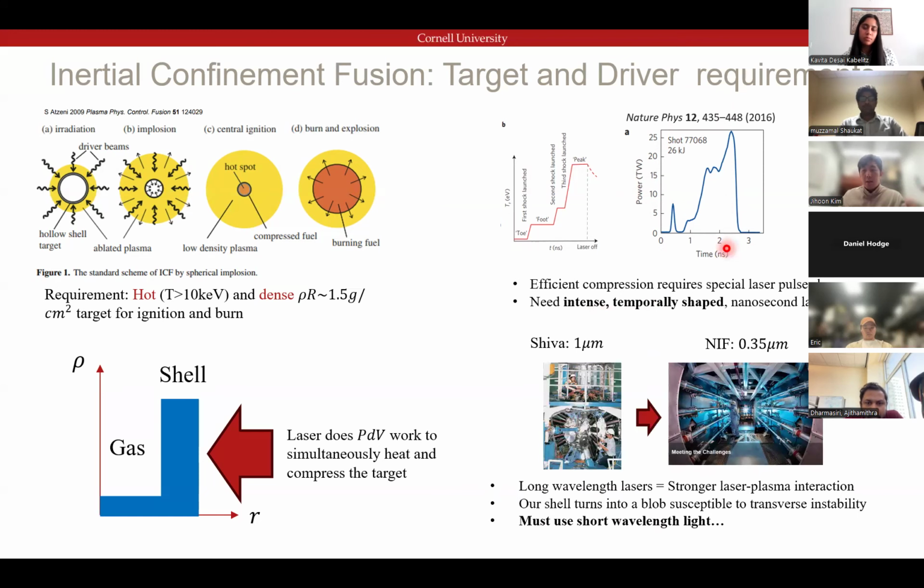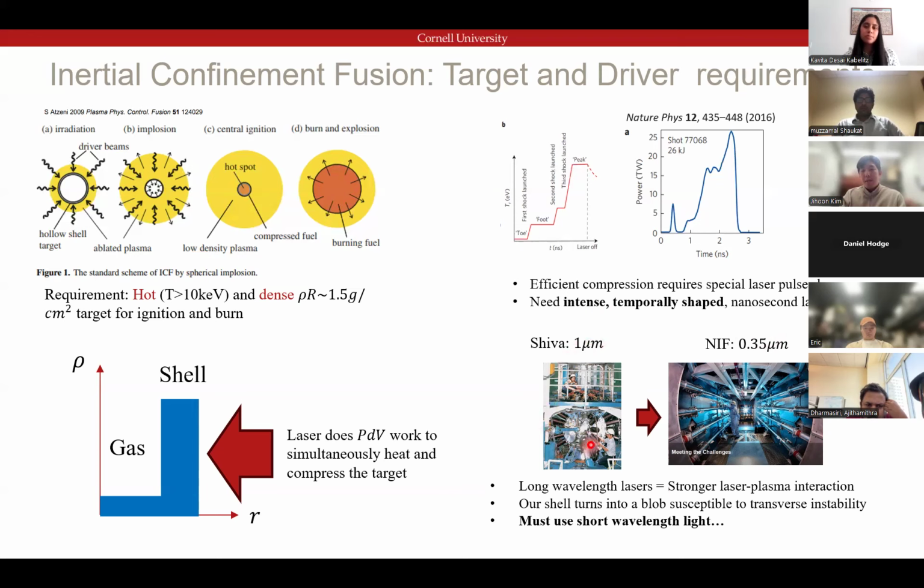Another thing I learned while researching why people always use 0.35 micron is that at some point in the 70s, so people have been working on this for a very long time, they used a 1 micron laser and it caused very bad laser plasma interaction. So instead of having a shell driving a gas and doing PdV work, you're trying to compress the balloon and then the balloon will blast, right? If you drive these shells with the 1 micron laser, that's basically what happens.